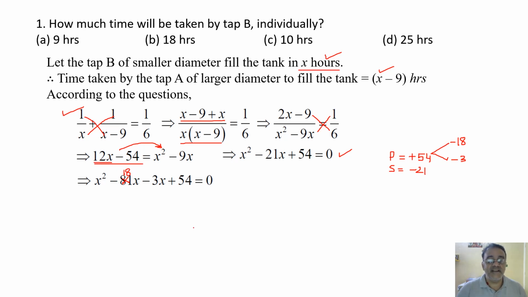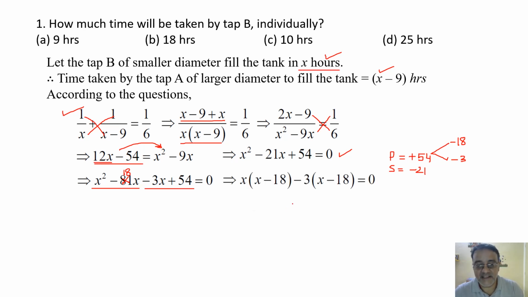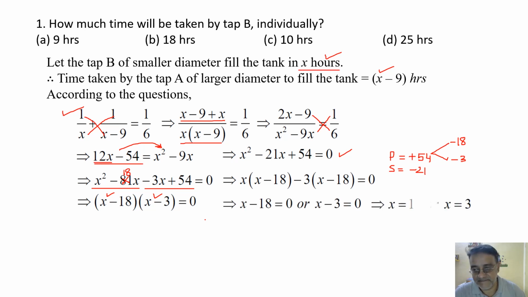x square minus 18x minus 3x plus 54 is equal to 0. So what is common between these two? x. Here minus 3, right? And x minus 18, if we take common, we are getting x minus 18 into x minus 3. So we are getting two answers. One is 18 and another is 3. But 3 is not possible, because if we substitute 3 here, we are getting a negative answer. So the value of x should be greater than 9.